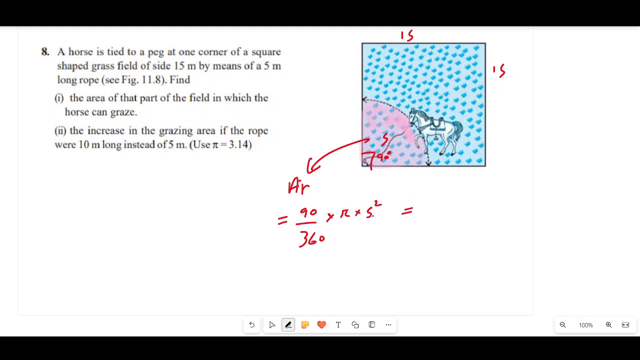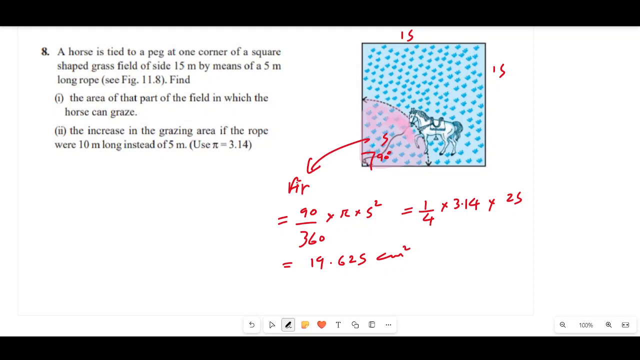Clear? Now after solving, what will we get? 90 by 360, that is 1 by 4. Now pi is 3.14 we can take, and 5 square is 25. Clear? Now after solving this we will get 19.625 meter square.